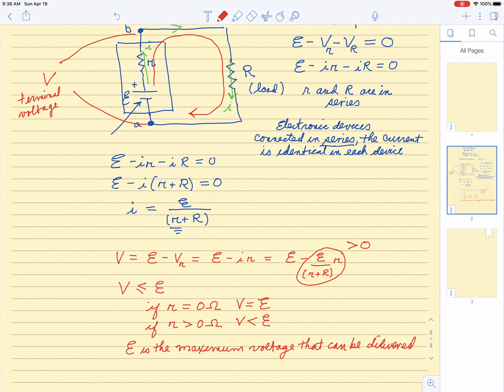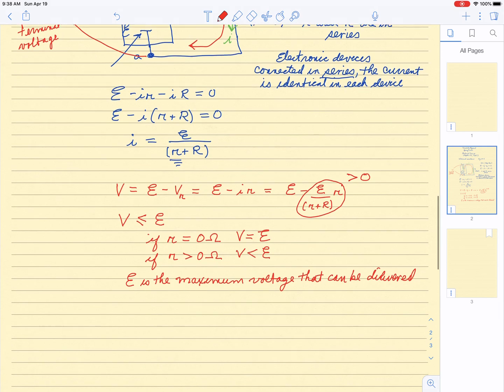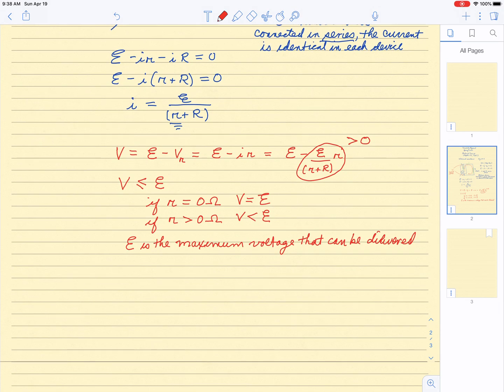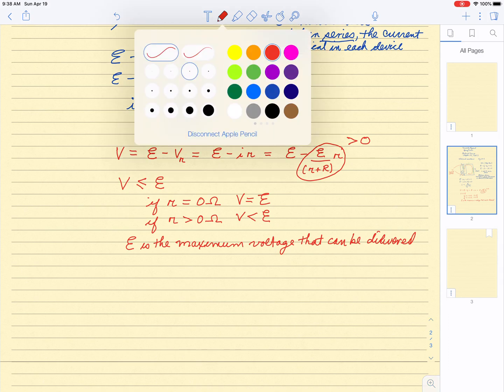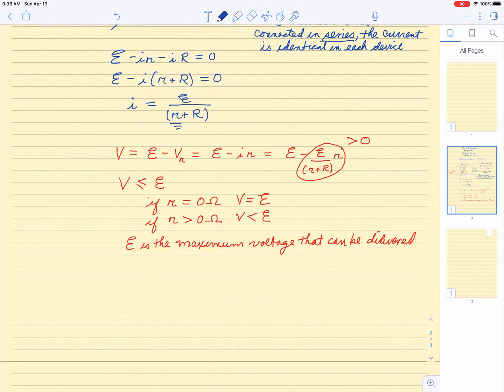Okay, awesome. So now let's take a look at a next circuit, and from here on out, unless specified, we're going to assume ideal EMFs. That is, the internal resistance is equal to 0 ohms.